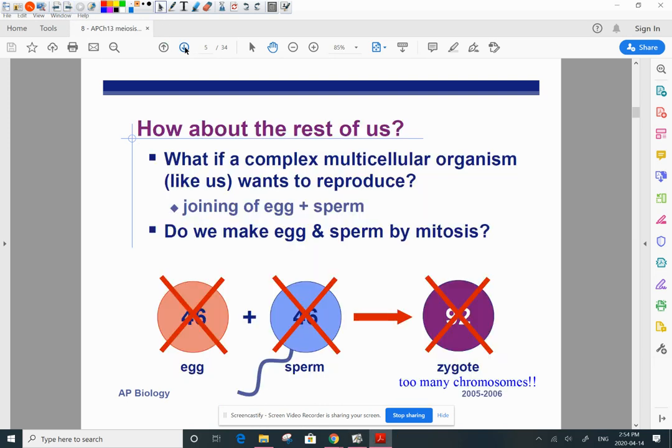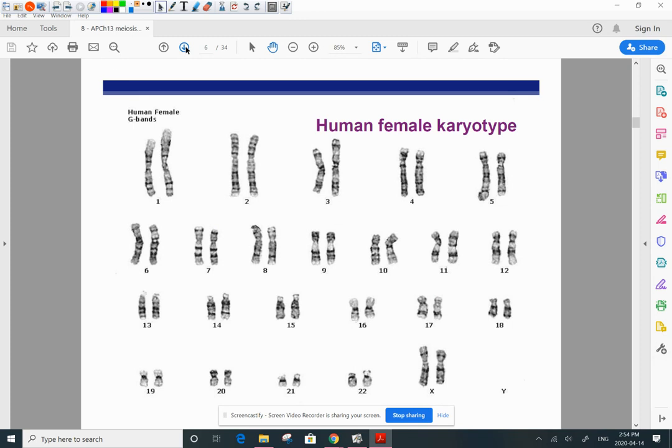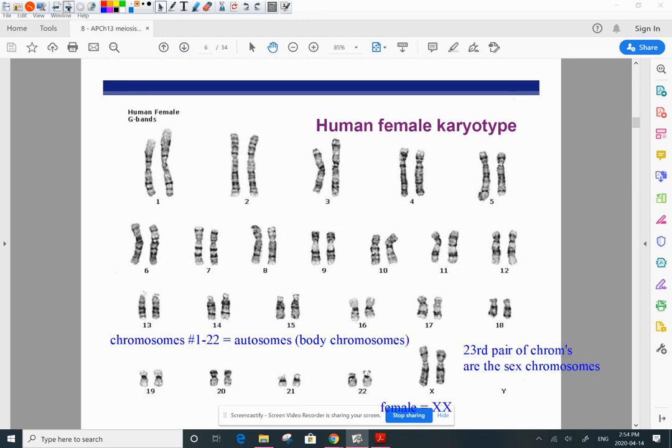But what about the rest of us? What about humans? What about animals? What about plants? What if we want to reproduce? If we just take a 46-chromosome human being and a 46-chromosome egg and sperm, when you put them together, you'd have too many chromosomes in the zygote. So we can't make sperm and egg by mitosis because there'd be too many chromosomes for that organism to survive, right? It wouldn't be human. We need to have those 46 chromosomes. So how do we do this? How are we going to have the right number of chromosomes?